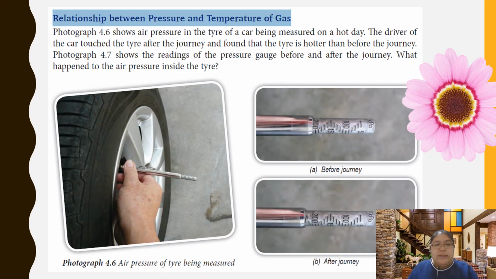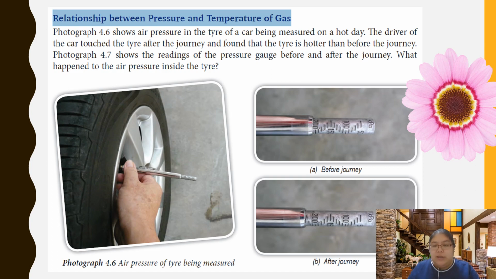Now we're going to see the relationship between the pressure and the temperature of the gas. Let's see the diagram. They show the pressure of the tire being measured on a hot day. Now the driver of the car touches the tire after the journey and finds that the tire is hotter than before. So they show the reading of the pressure gauge before and after the journey.